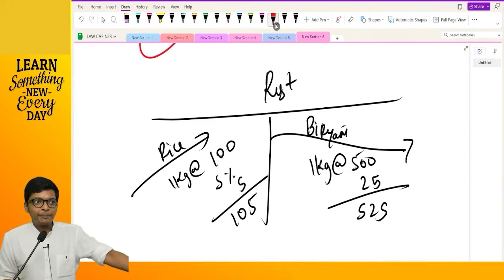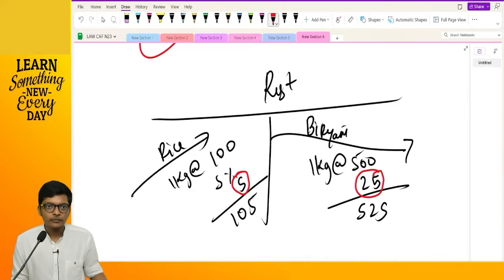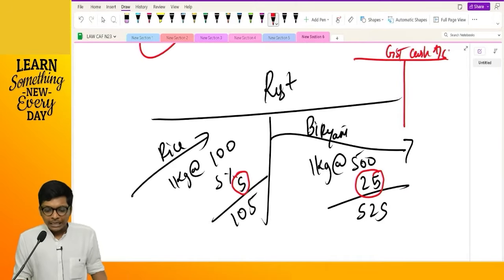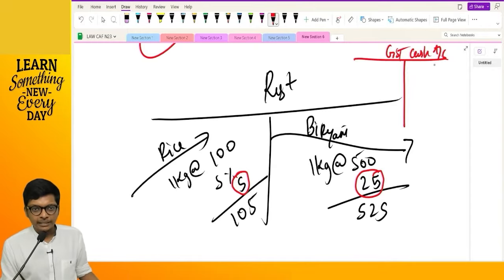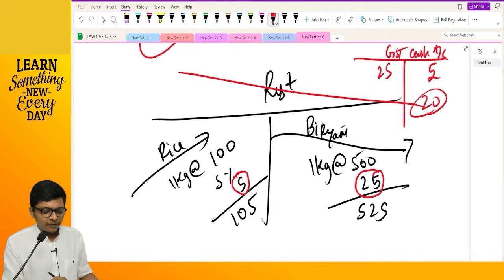So while I purchased goods, I paid GST, and while I sold goods, I collected GST. Now look at this. If I prepare a GST cash account, the restaurant paid how much GST? Collected from the customer how much? I collected 25 and paid 5, so the net of 20 only will be paid to the government.